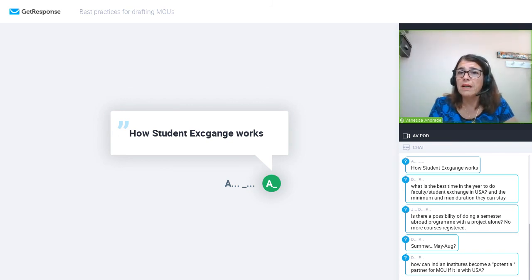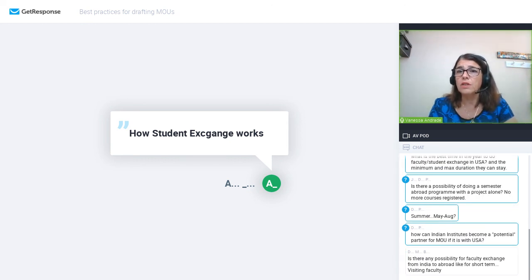It could also be done with a faculty exploration of dual research. It really depends. And I think the beginning question is, what are the common goals? What programs or what interests does the Indian institution have in that specific US institution, and vice versa? And then start the conversation.